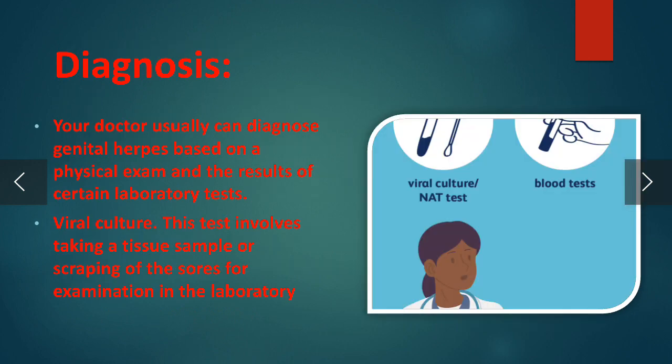Diagnosis. Your doctor usually can diagnose genital herpes based on a physical exam and the results of certain laboratory tests. Viral culture: this test involves taking a tissue sample or scraping of the source for examination in the laboratory.